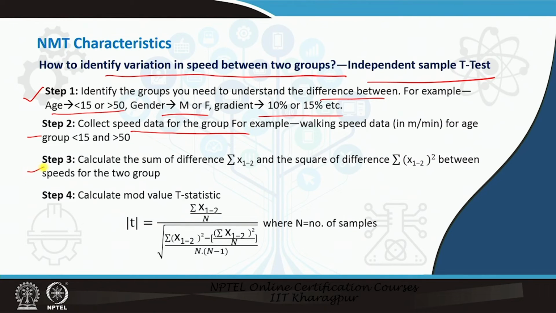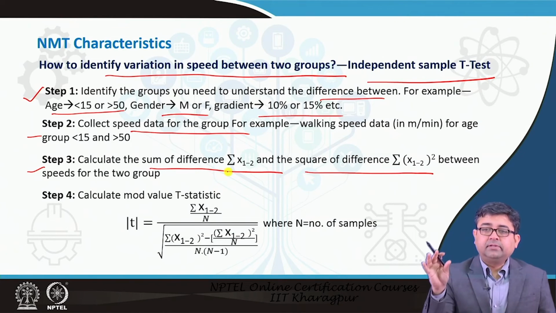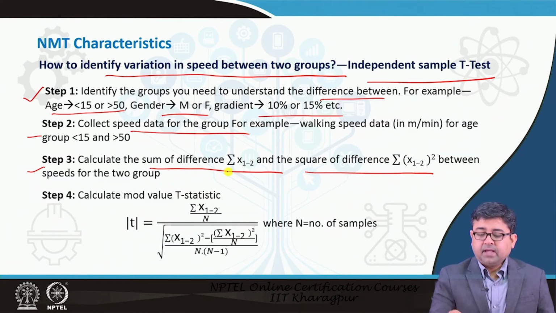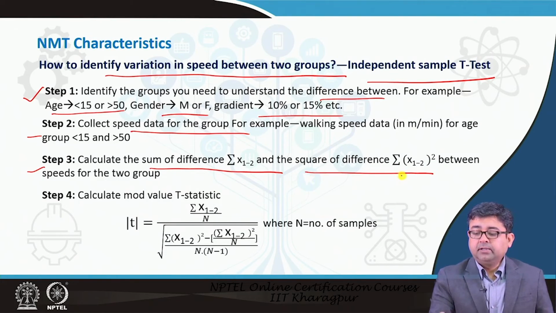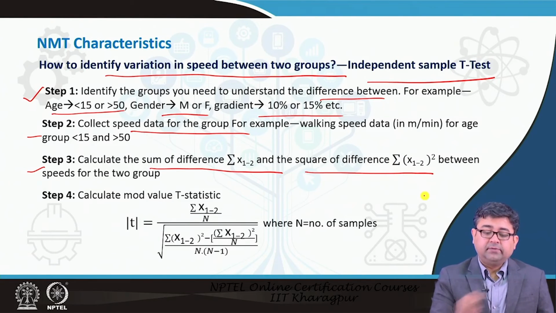In step 3, you need to calculate the sum of the differences as well as the square of the differences between the two groups. So, you will have the speeds of one group, you will have the speeds of the other group. You have to calculate the sum of the differences. You have the difference of the speeds, you have to sum it up, and similarly you have to find the summation of the squares of the differences.